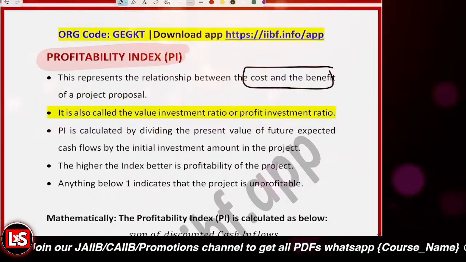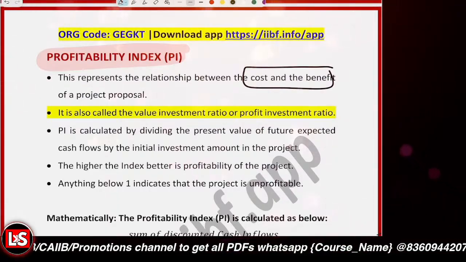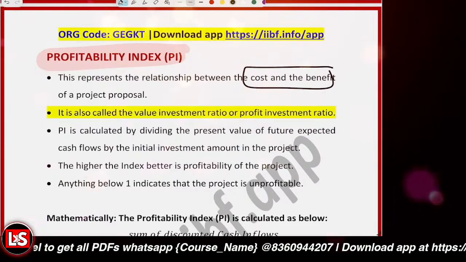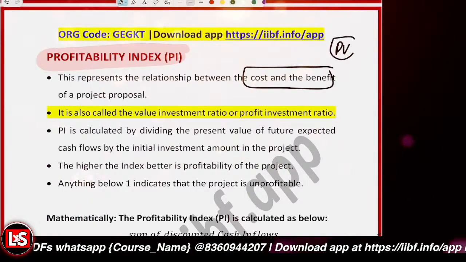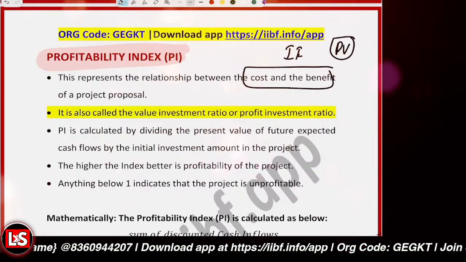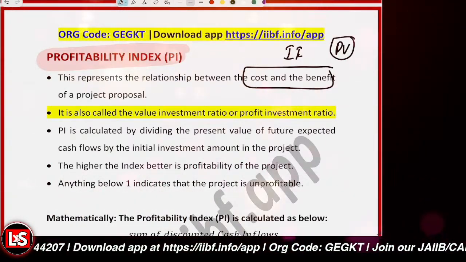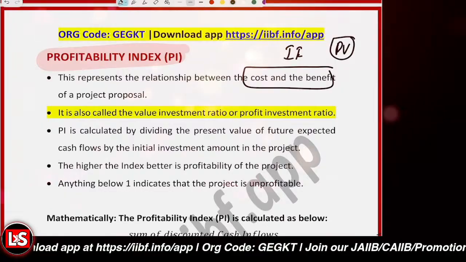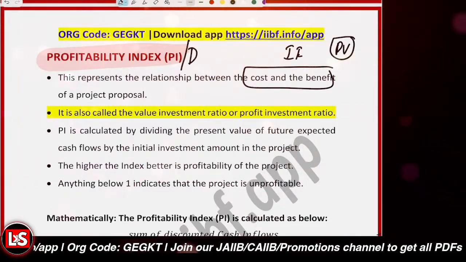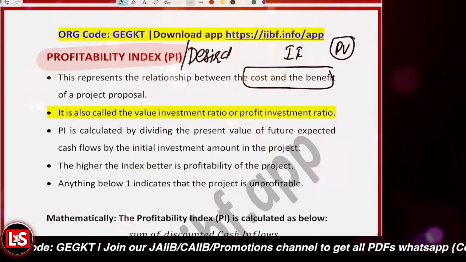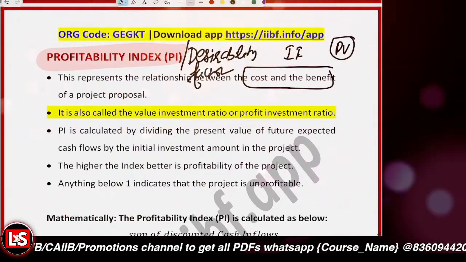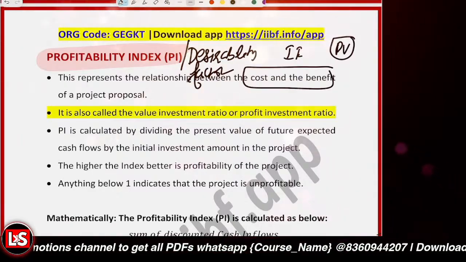So it's going to measure the present value of the future cash inflows, and further, it is going to compare it with the initial investment. So we are going to calculate the present value, and whatsoever the initial investment is there, we are going to compare these two things. And this is also said to be the value investment ratio. We also say it to be the desirability factor, the profit investment ratio.